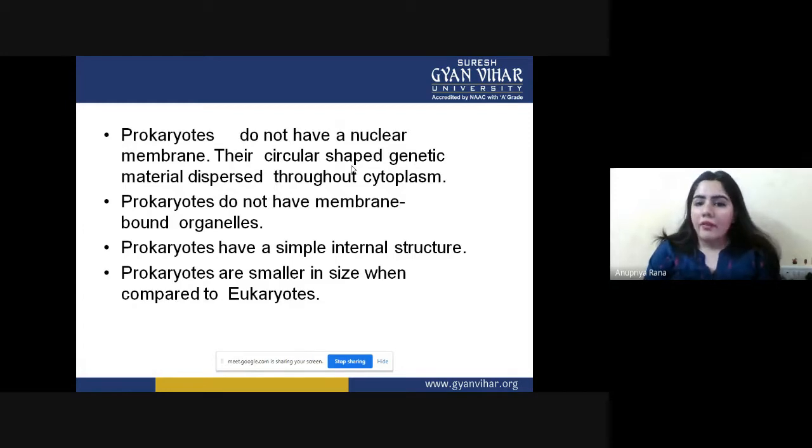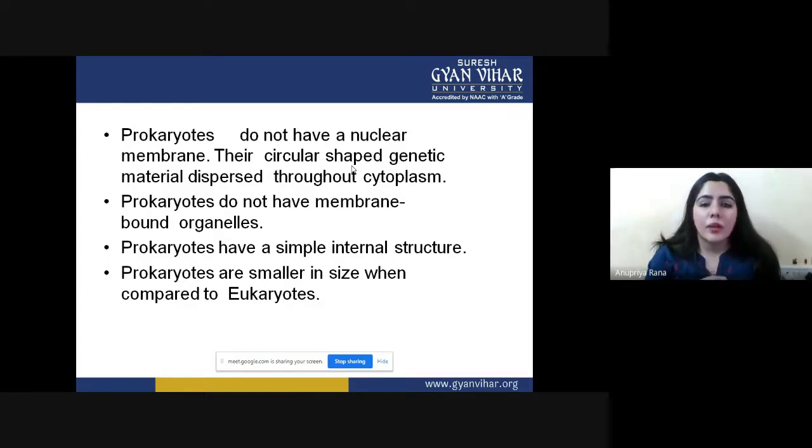They do not have a nuclear membrane. This is also a very important character when we study the differences between prokaryote and eukaryote. This is a major difference we count between them. Eukaryotes have a nuclear membrane, so this is a major difference between a prokaryote cell and a eukaryote cell: the prokaryote cell does not have any nuclear membrane.